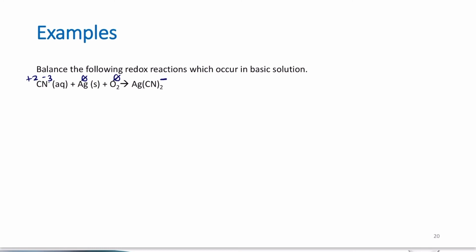And then for AgCN2 minus, I want you to split this up and think of Ag plus and CN minus. This will be +1, the nitrogen stays -3, and the carbon stays +2. And then the overall AgCN2 has a negative charge to it. So we split this up, and we see we've got CN minus plus Ag giving me AgCN2 minus.